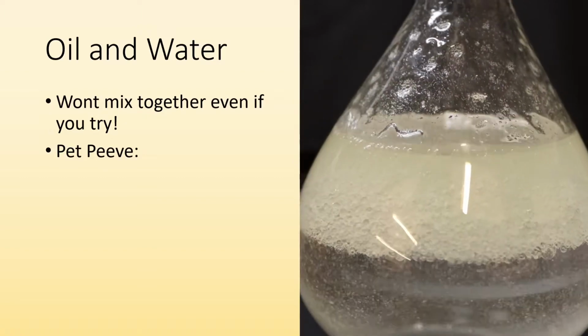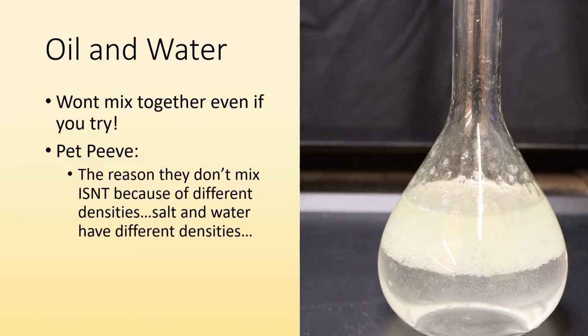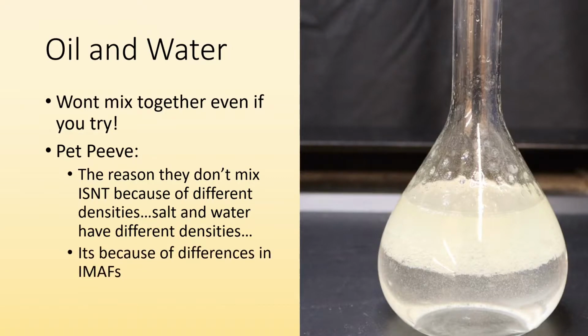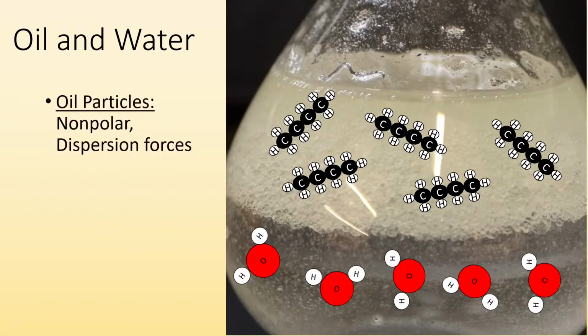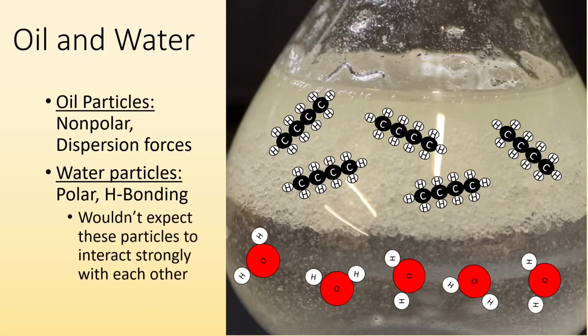And I have a pet peeve, right? People often say it's because they have different densities. No, that's not why they don't mix. Salt and water have different densities, but they mix. So what is it? It's because they have different attractive forces. If I'm taking a look at oil, oil is a nonpolar particle, which means it only has dispersion forces. Water is a polar molecule that has hydrogen bonding. So because they have different attractive forces, you wouldn't expect these particles to mix strongly with each other, right?